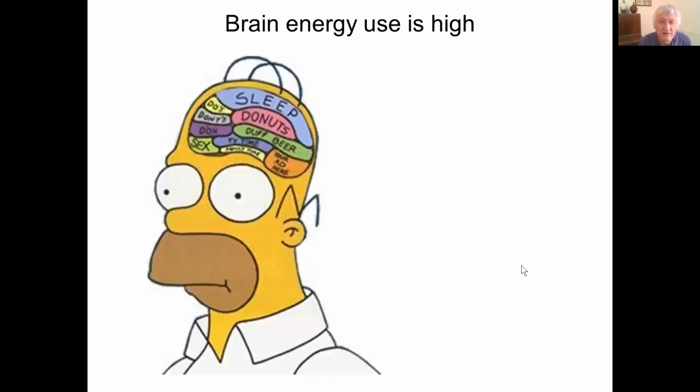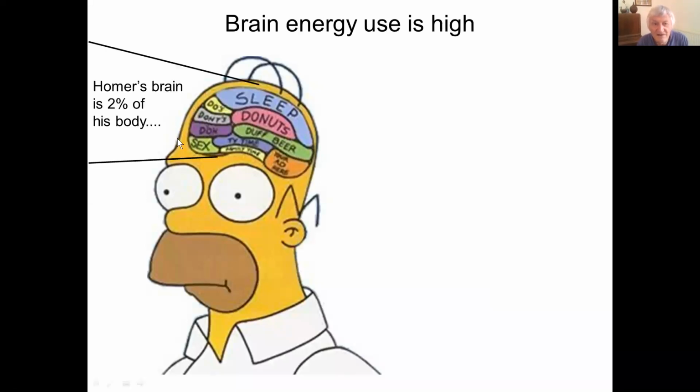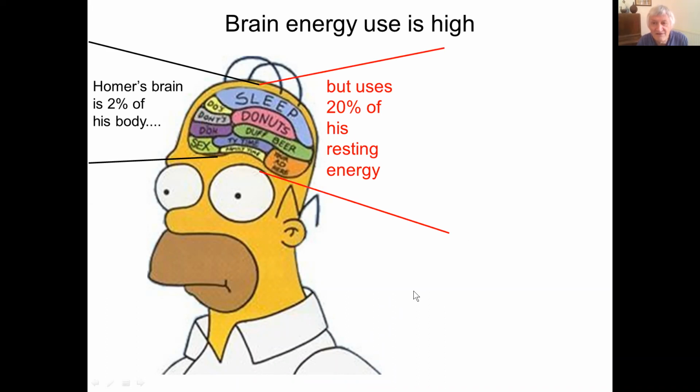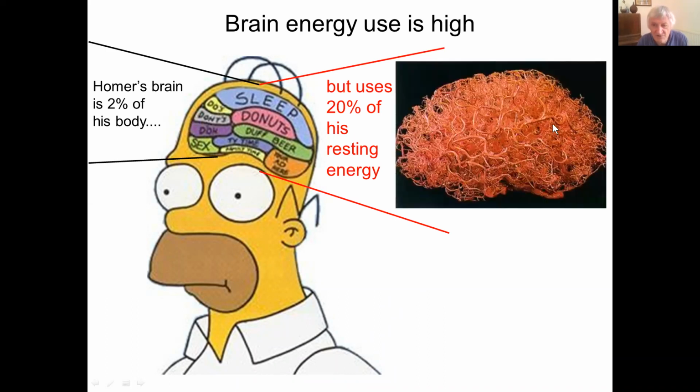If you look at the brain of a typical Donald Trump voter, you will see that 2% of his body is the brain, but that uses 20% of his resting energy. And because of this massive energy use, the brain is stuffed full of blood vessels, bringing in energy in the form of oxygen and glucose.